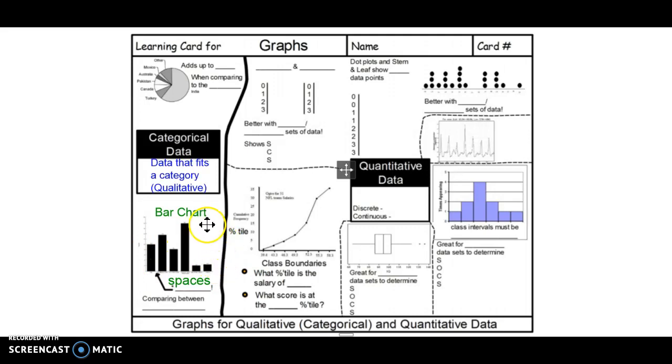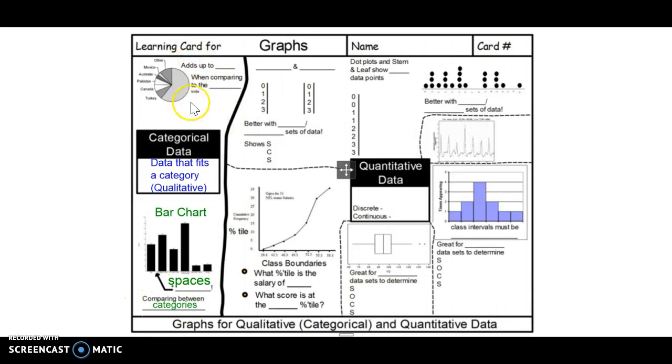Sometimes when you have a bar chart where the tallest bar is first and then it gets smaller and smaller and smaller, that is sometimes called a Pareto chart. So it has a special name. The other thing that we need to know is with a bar chart, we are comparing between different categories.